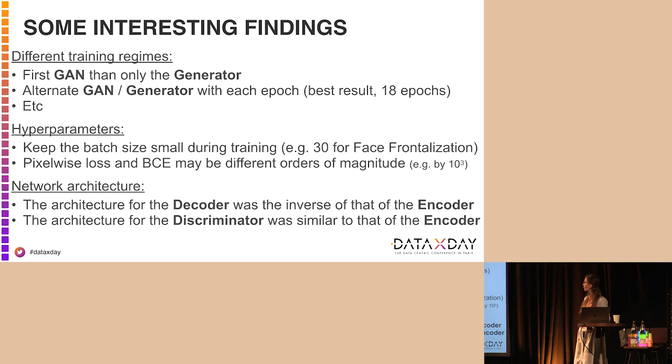So I used 30 for face frontalization. Something else that you want to pay attention to is that throughout most of your training, your pixel-wise loss and the binary cross-entropy could be different by multiple orders of magnitude, so three orders of magnitude for my training set. And in terms of the network architecture, inside the generator, my decoder is basically the inverse of my encoder. And also, the architecture of the discriminator was rather similar to the architecture of the encoder. So that's something you can see from the code.